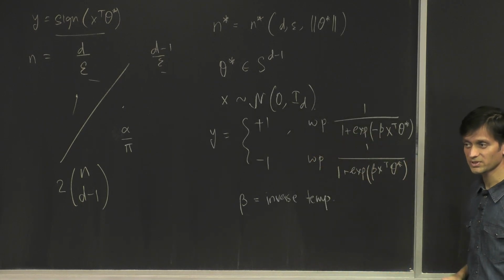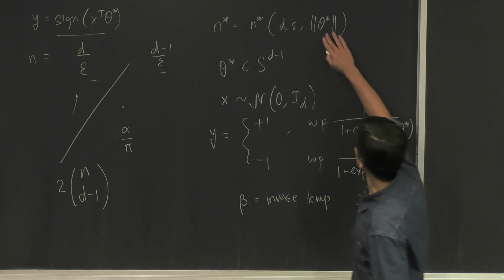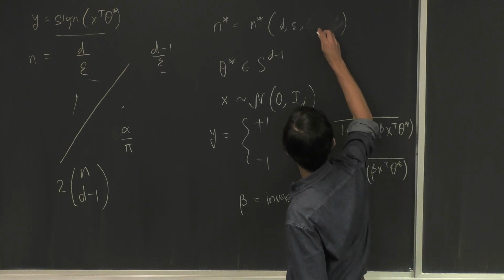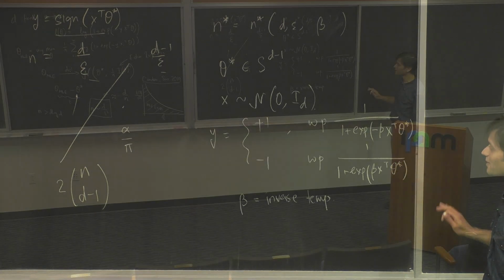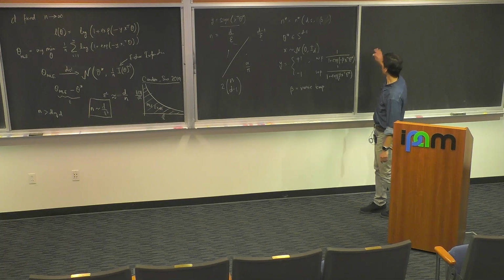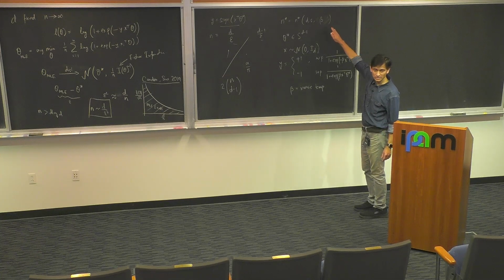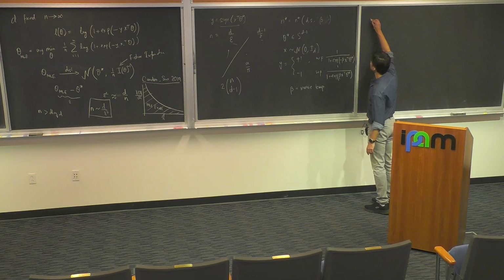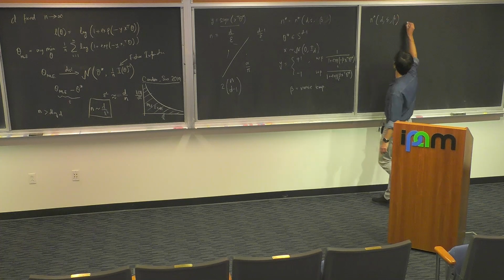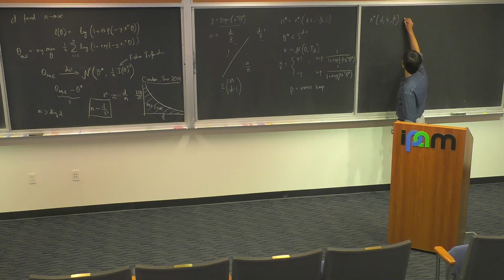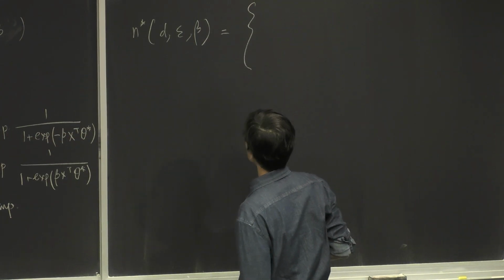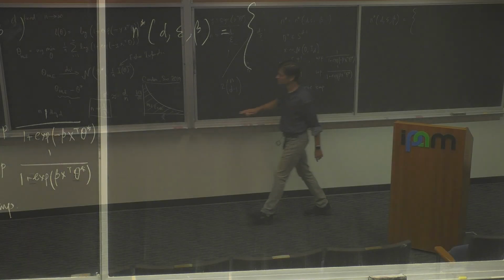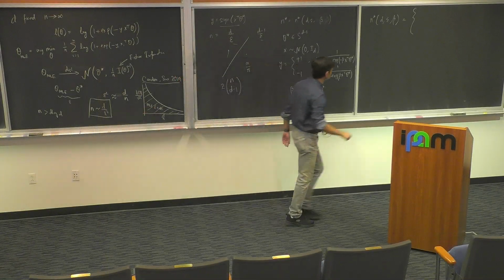Right, so it's the inverse temperature parameter, and now we want n star, which is a function of d, epsilon, and beta. The punchline is that we can exactly say what this is, and it is the following: n star of d, epsilon, beta. Tell me if you cannot read this part. There are three distinct regimes.